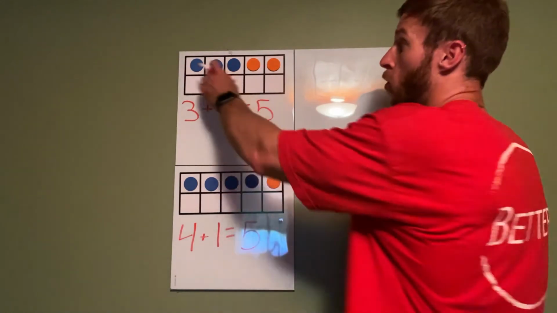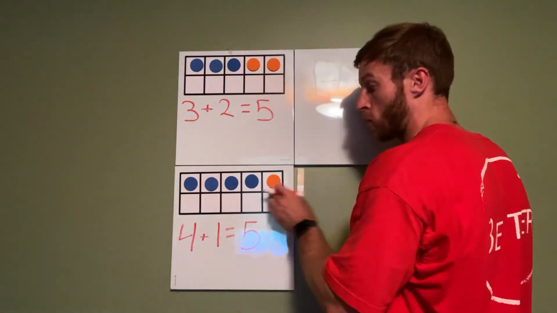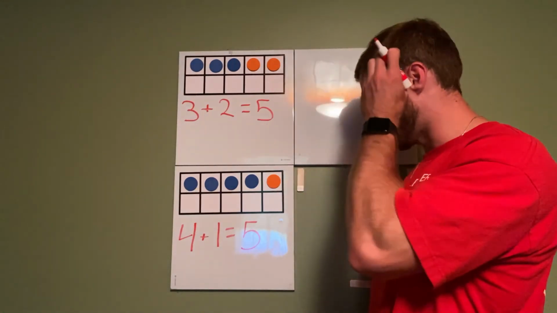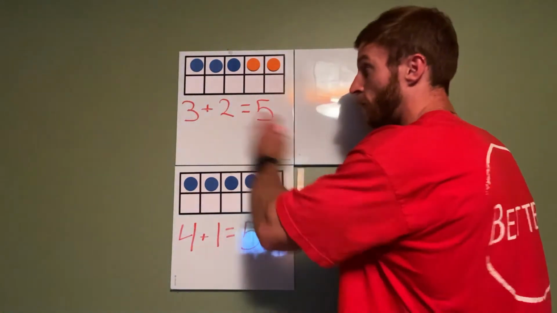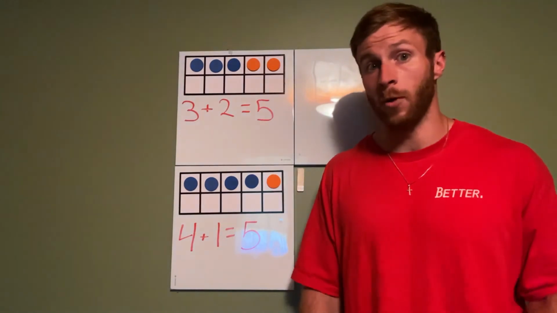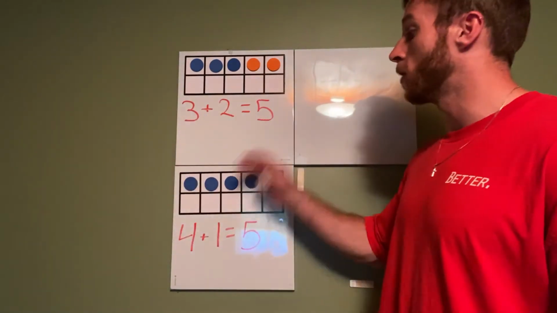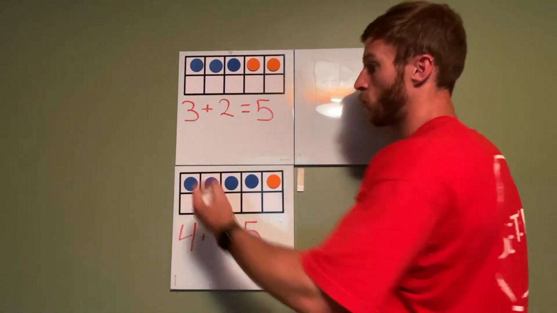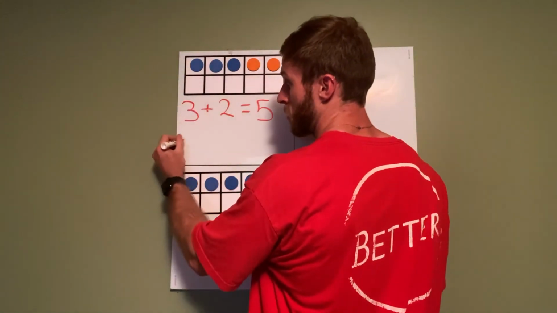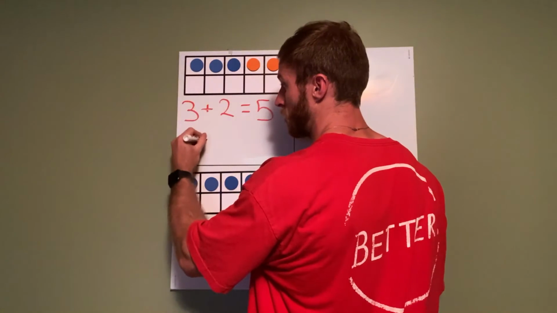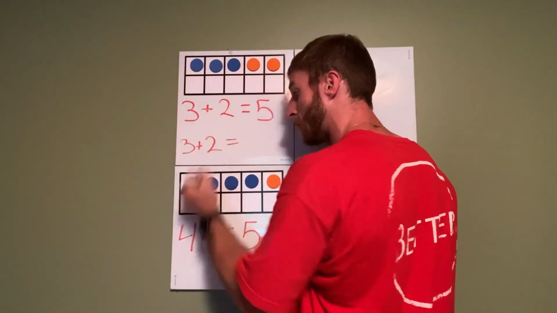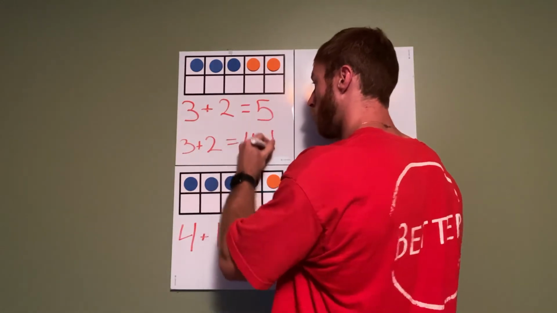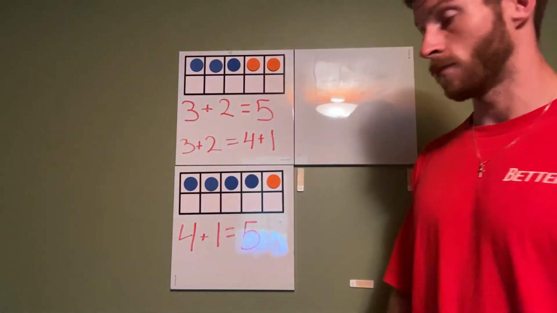There must be. We got a whole top row filled in here, a whole top row filled in here, even though we made them differently. So, if these both equal 5, there's a really cool way we can write that instead of writing out the 2 complete sentences. I'm going to write it right here. We can write 3 plus 2 equals 4 plus 1. Right?